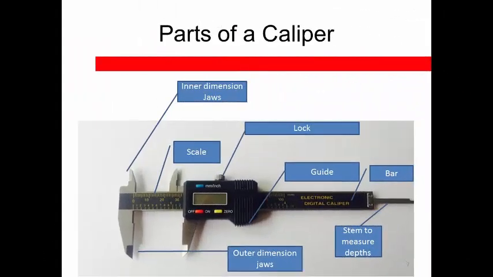To use a caliper, it must first be calibrated so the reading is a true 0 when the jaws are together. After it has been calibrated, open the jaws and adjust them by pushing the guide with your thumb. Gently place the jaws against the inside or outside of the object and lock the location by tightening the lock. The digital reading is then read on the caliper.